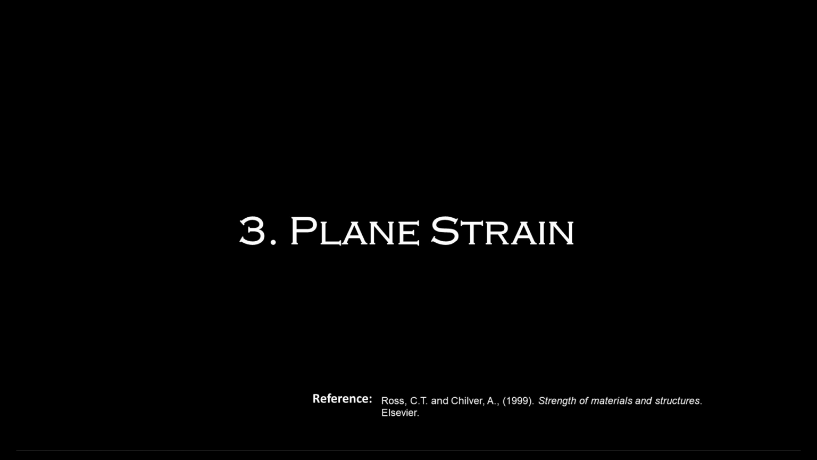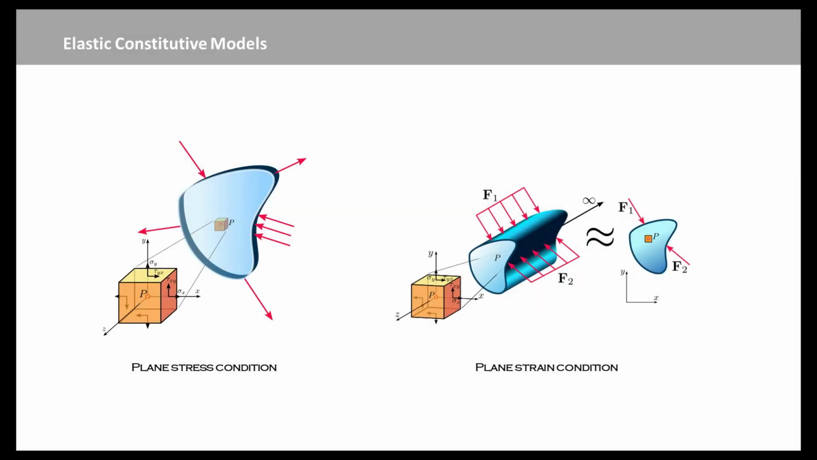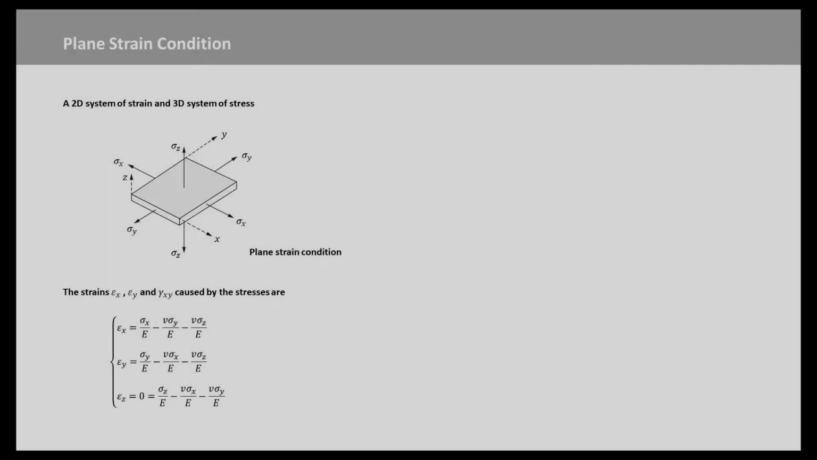Another two-dimensional system is known as a plane strain condition. If one dimension is very large compared to the others, the principal strain in the direction of the longest dimension is constrained and can be assumed to be zero, yielding a plane strain condition. This is a two-dimensional system of strain and a three-dimensional system of stress, as shown in this slide.